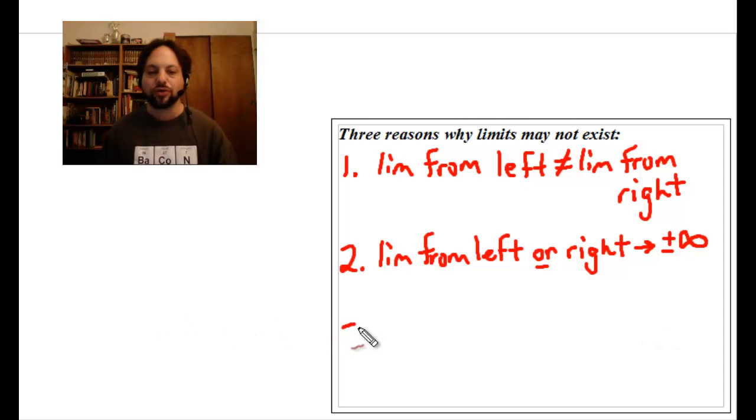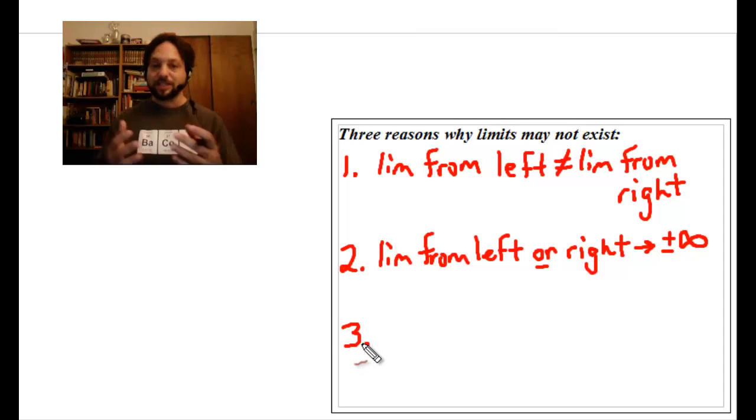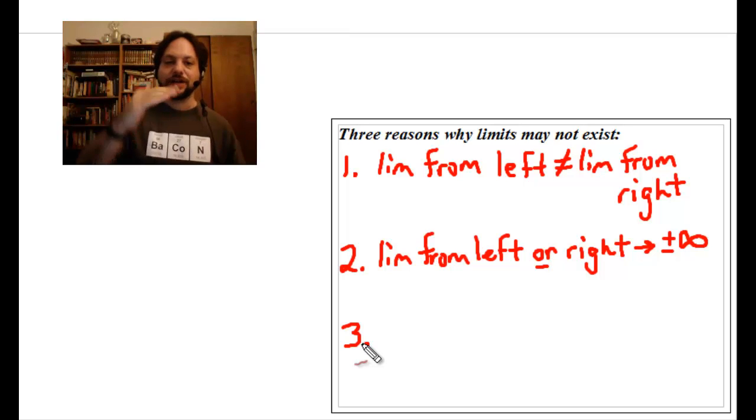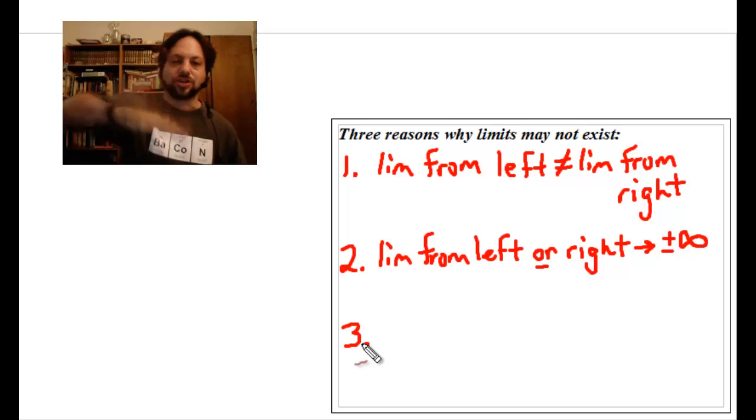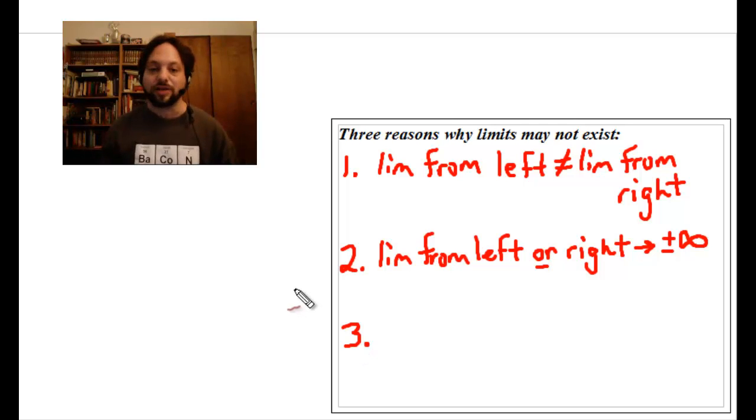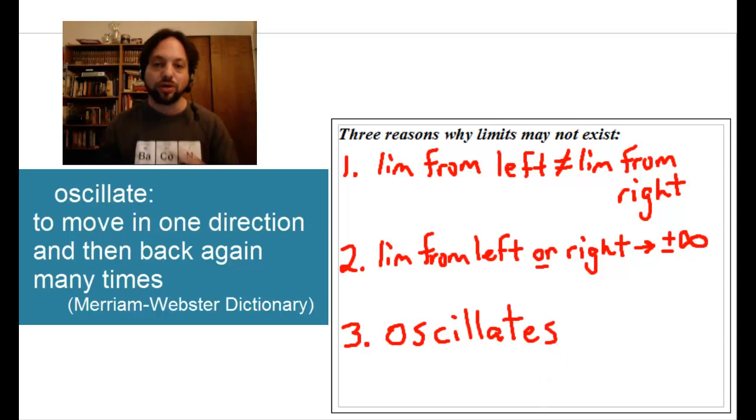So what is the third reason that a limit might not exist? This is a strange one, but if you have a function that's coming very nicely, and then all of a sudden it just starts going all crazy, we won't be able to find the limit in all that mess. We're going to call that an oscillating function. If the function oscillates around the value that we're looking for, then there is no limit.